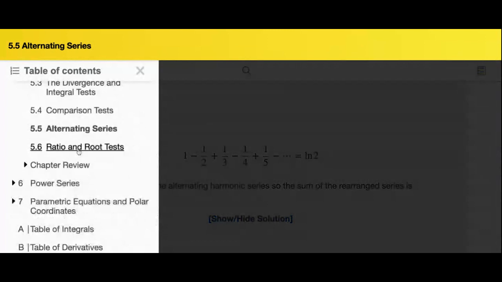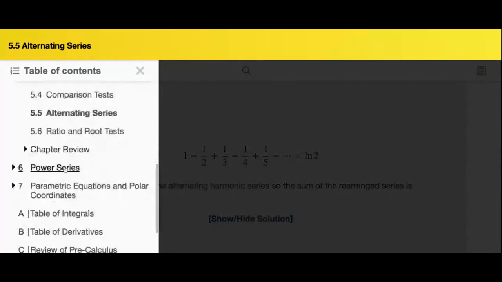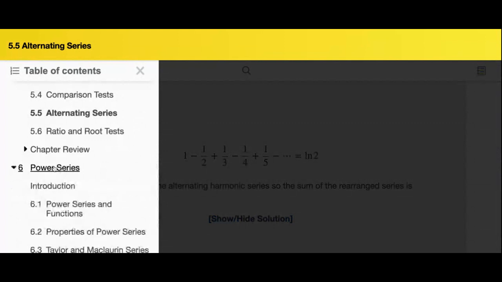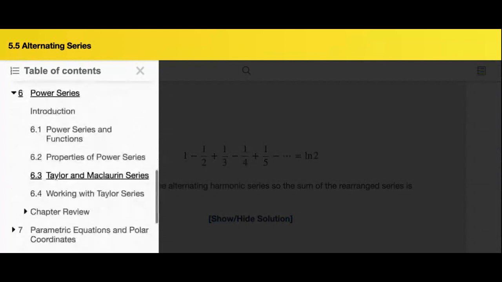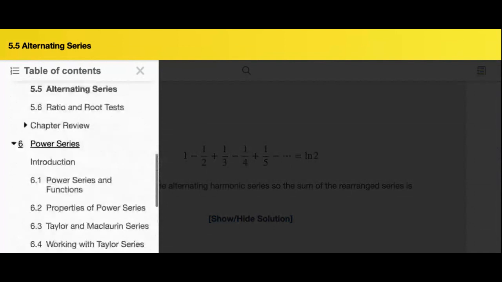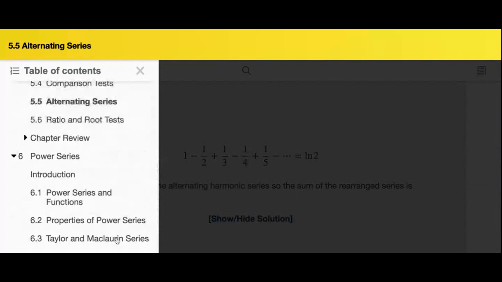So next class, we're going to talk about the ratio and root test. And when we finish that, we're going to power series. Okay, let's see. I don't want to cram in everything. I think we have enough time. Today's Thursday. So we have next Tuesday, next Thursday. We can cover the ratio and root test on Tuesday, and then we go to power series on Thursday.